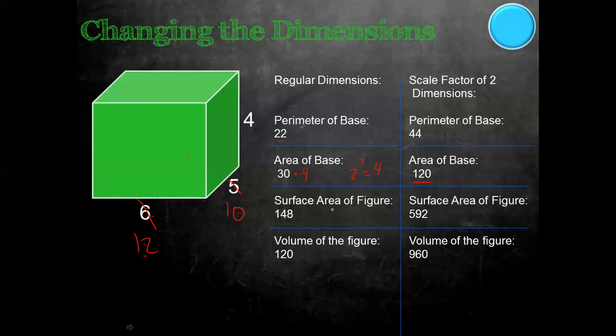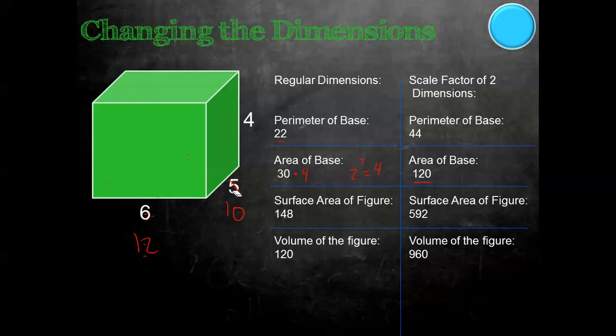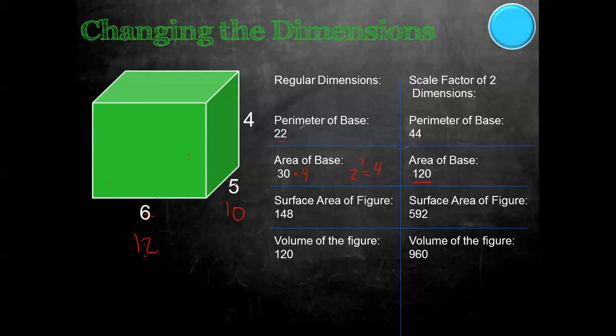The surface area of the figure, the same thing. If we were to find the original surface area of this figure, actually let me erase this. If we were to find the original surface area, using the length, the width, and the height, we would get 148. If we were to double all of these, our new surface area would be 592. Well, in the same way, for surface area, we can just square the scale factor, which is 4. If we take 148 times 4, it would be 592.